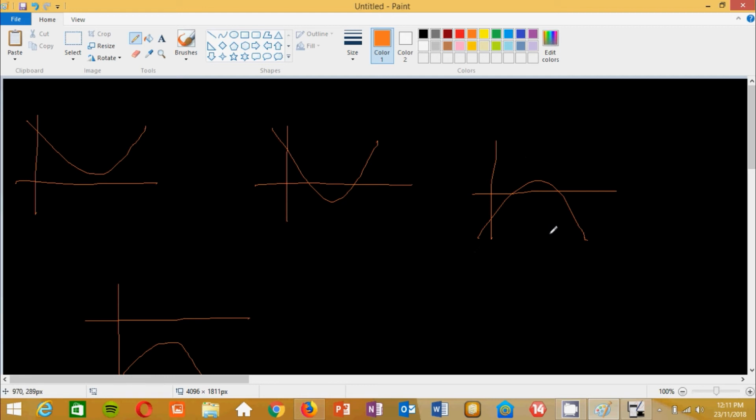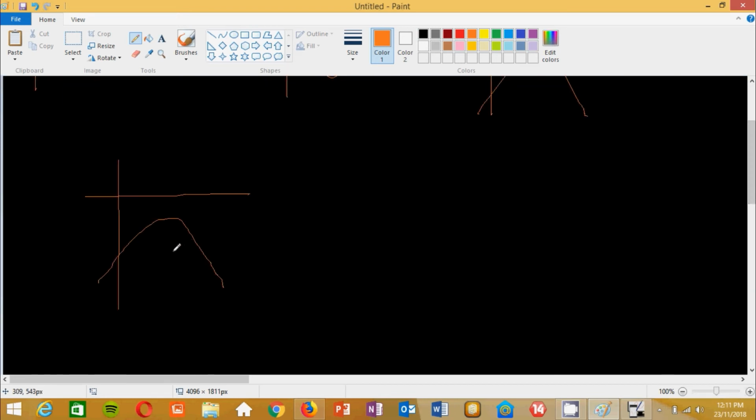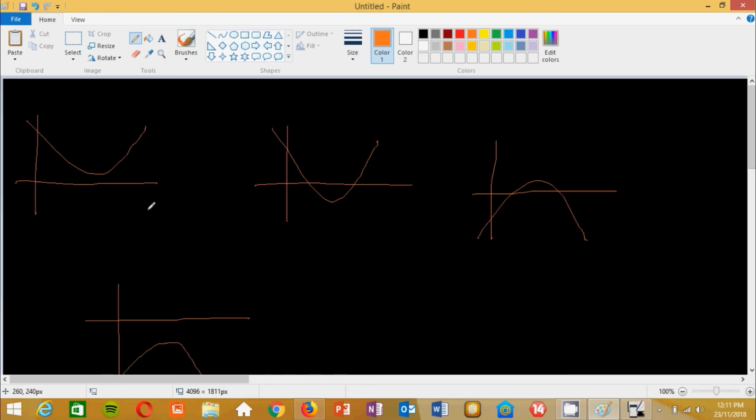This one is a different shape altogether. It has a sad face, completely opposite to these two, and this one does cut the x-axis. Finally, the last shape, sad face again, but the difference is this one doesn't cut the x-axis at all. The entire graph lies below the x-axis. So these are the 4 different shapes of parabolas that you can have.